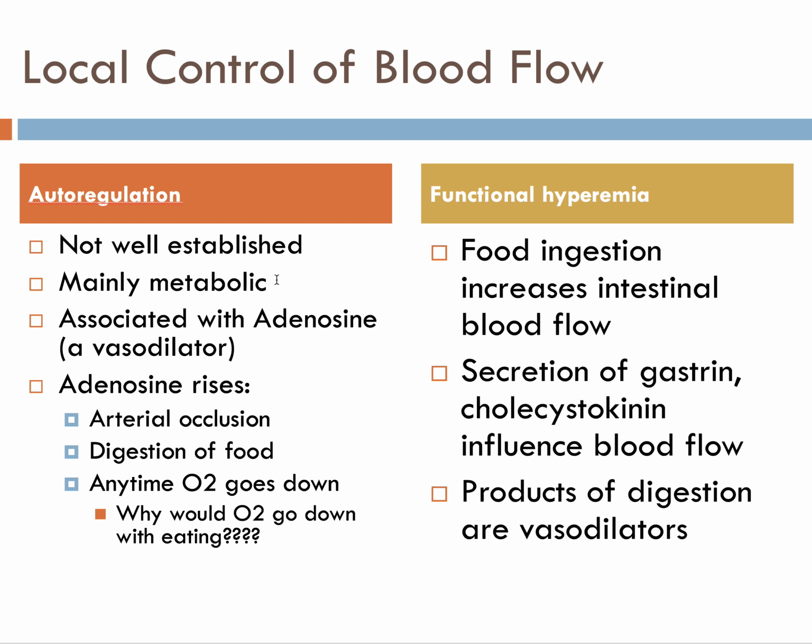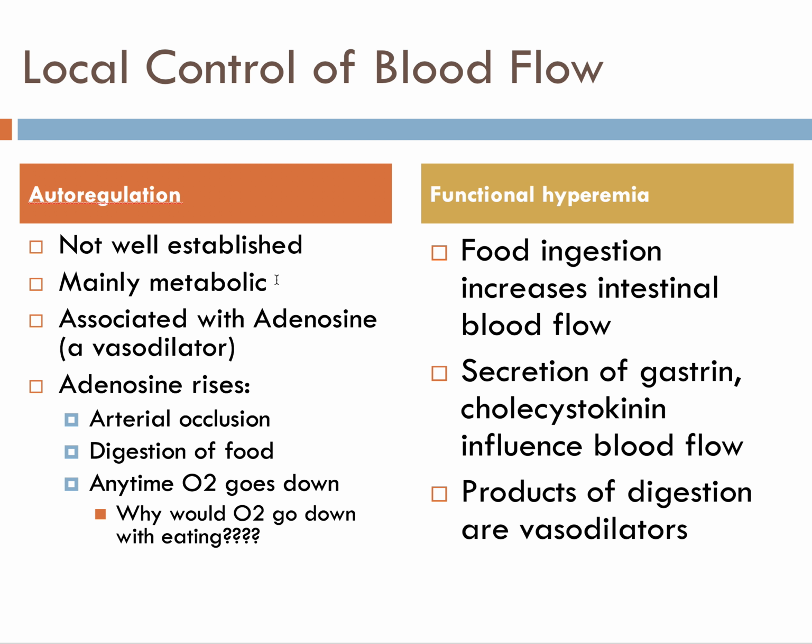So adenosine goes up whenever there is arterial occlusion, meaning something blocking an artery. So that's important because it's there to dilate it so you don't have ischemia. Whenever you digest food, it rises as a food product, but it's also necessary to deliver the oxygen to that area.